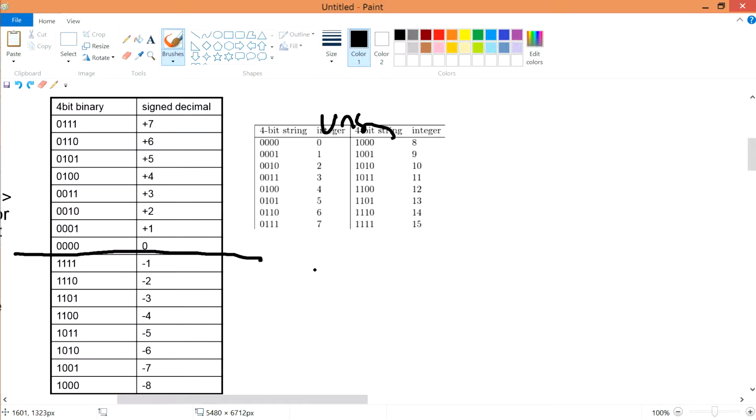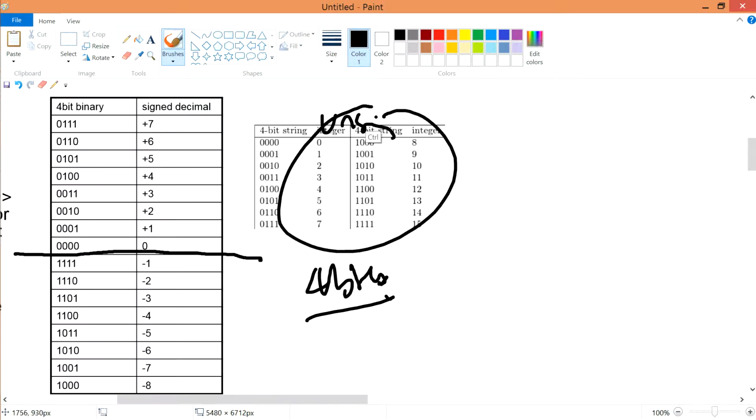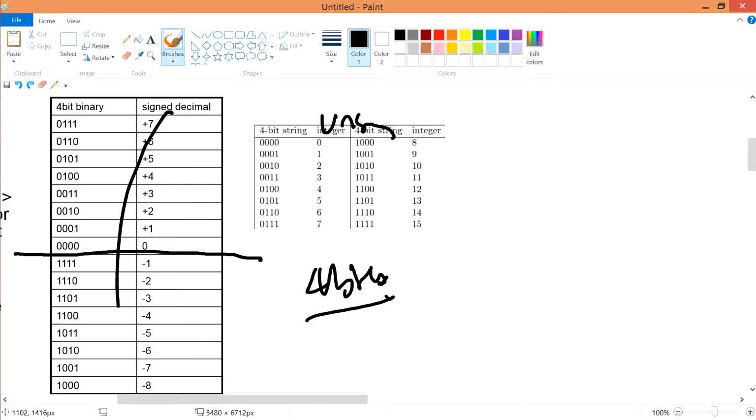So you are using 4 bits to represent data in a different way. You use 4 bits to represent an unsigned one, which is from 0 to 15, or you can represent the signed one, which is from 7 to negative 8. Either of these is still 4 bits. I hope that this is pretty clear.